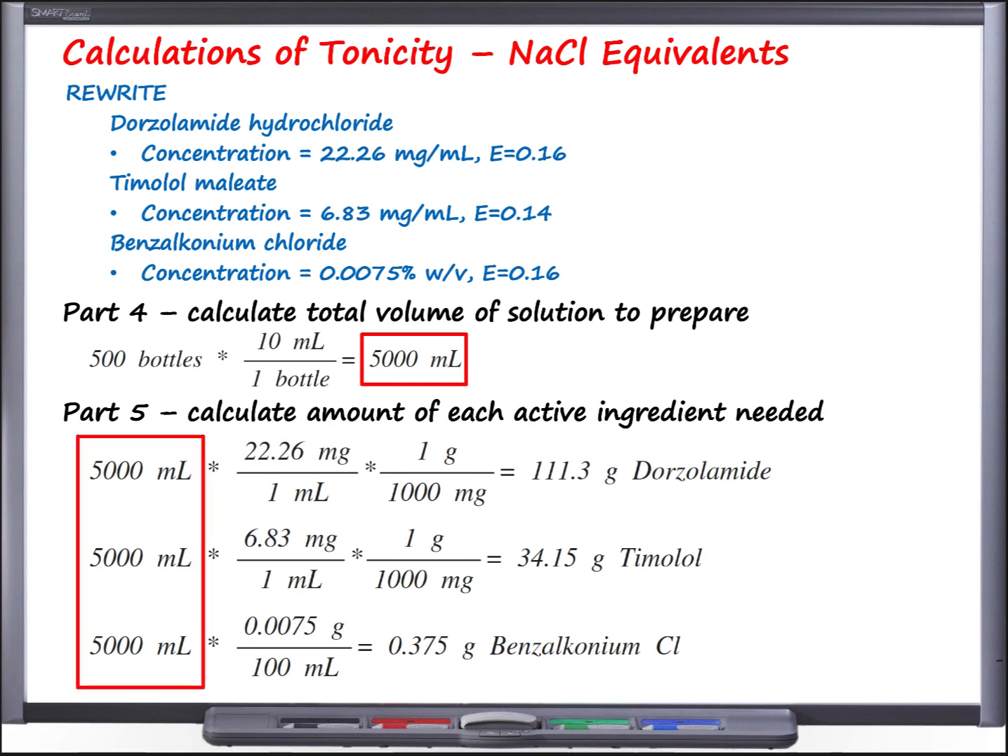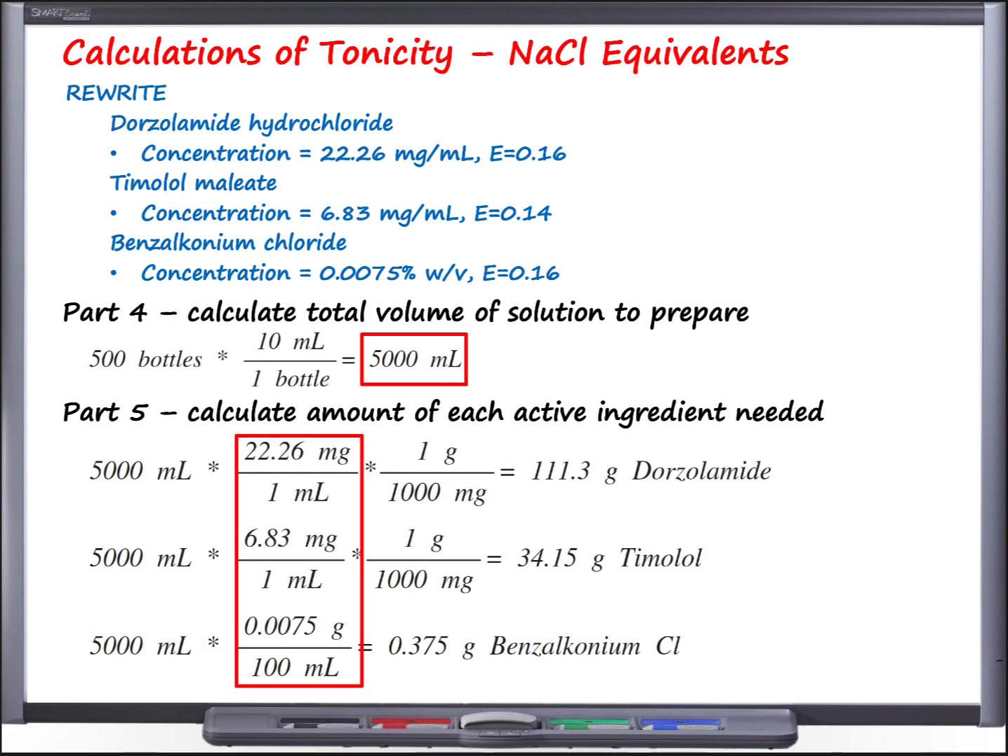It starts with the fact that regardless of the ingredient, for all of them, we're trying to prepare a total volume of 5,000 milliliters. So we'll start with the 5,000 milliliters, and then we'll multiply by the concentration, which is kind of straightforward. But realize for dorzolamide, and you can look up above there, the concentration we want was 22.26 milligrams per milliliter. For timolol, it was 6.83 milligrams per milliliter.